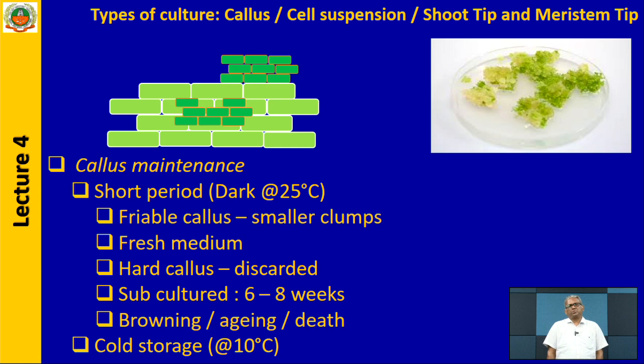The problem associated with callus culture is browning, aging and death. So, not just induction of callus is important, the cells have to be divided in large numbers and they can be partitioned for subsequent experiments. This depends on the objective of the researcher.